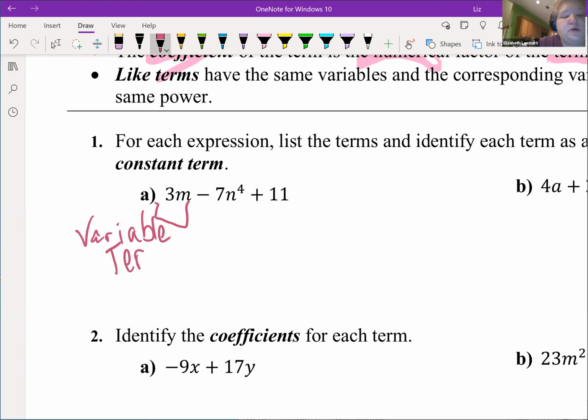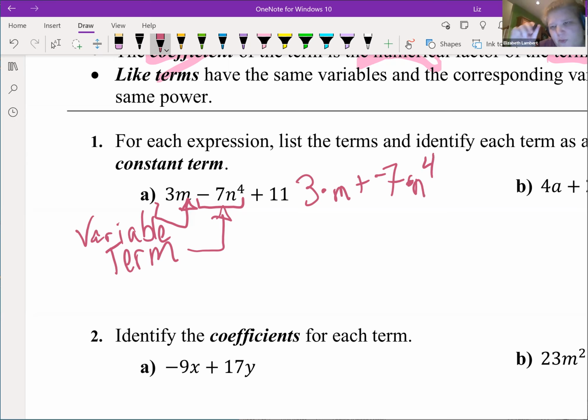Variable term. Let's just make that into an arrow. Likewise, the -7n to the 4th, that whole thing, the negative is considered, the minus, I know it's subtraction, but we just think of it as the negative onto the 7. So really, we've got 3 times m plus -7 times n to the 4th, and then plus 11. So that is what we would call the term -7n to the 4th.